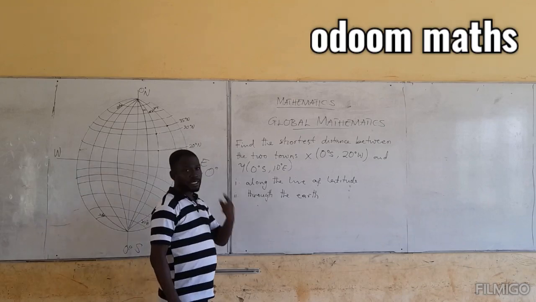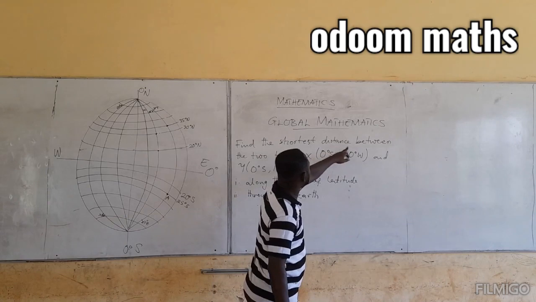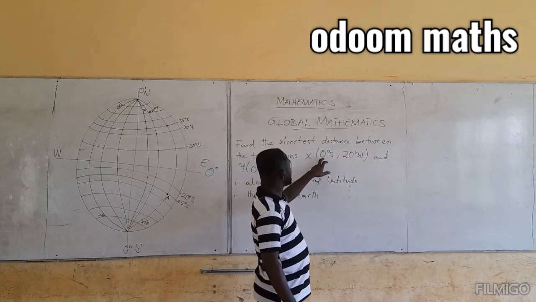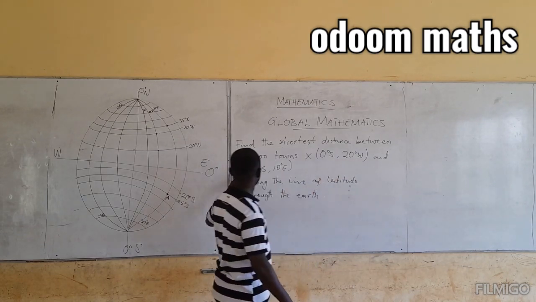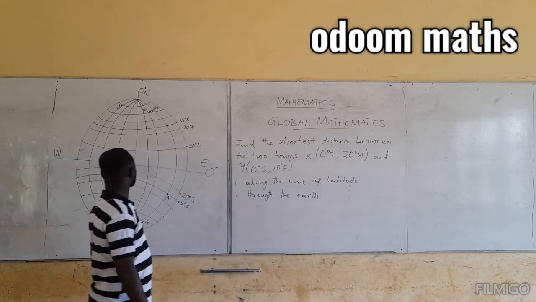Look at the second question. Find the shortest distance between the two towns X, 0 degrees south, 20 degrees west, and Y, 0 degrees south, 10 degrees east. Now let's come back to the globe.